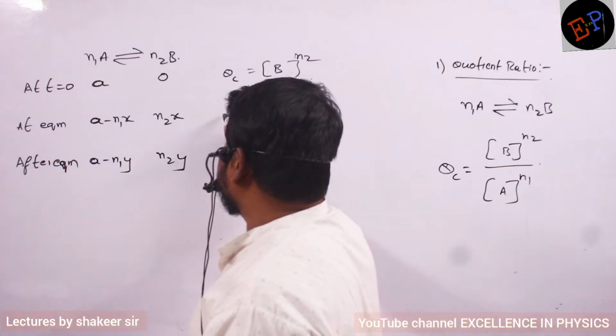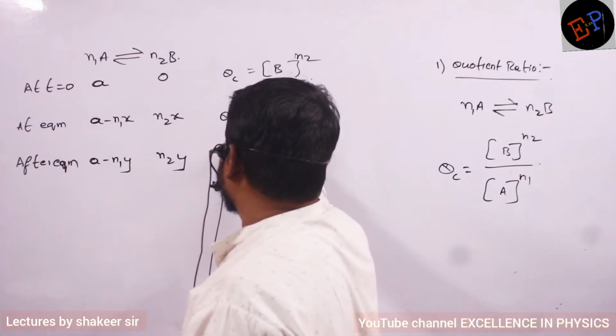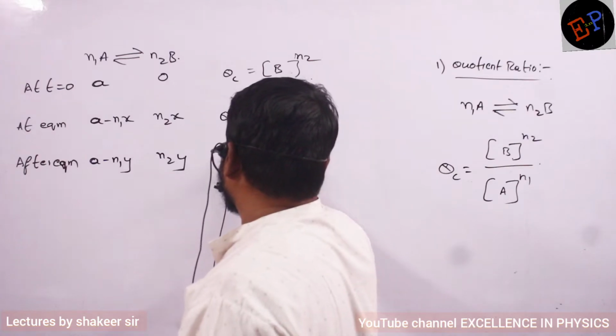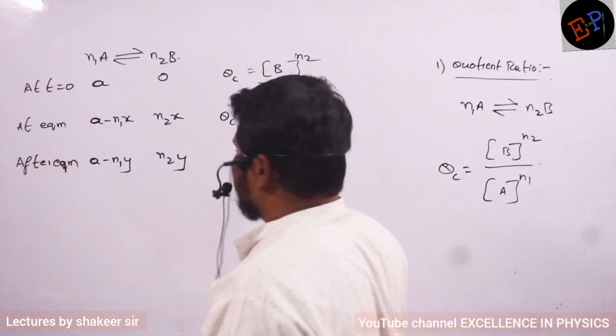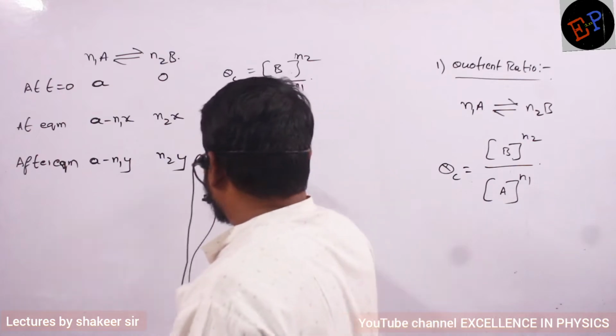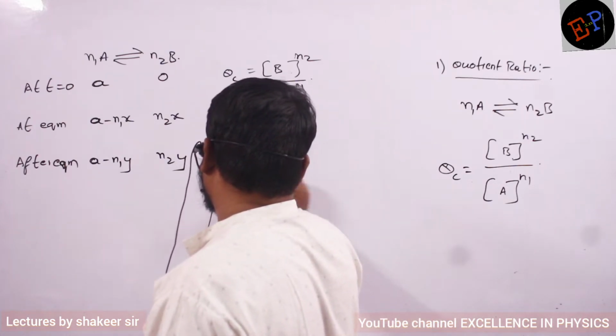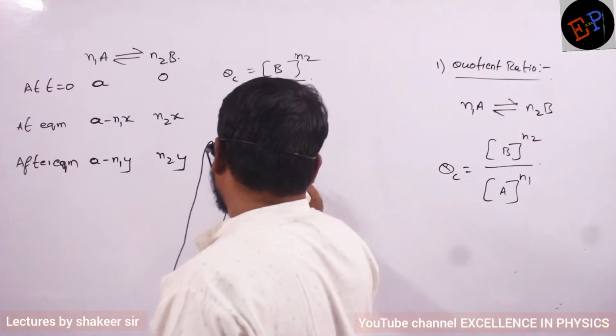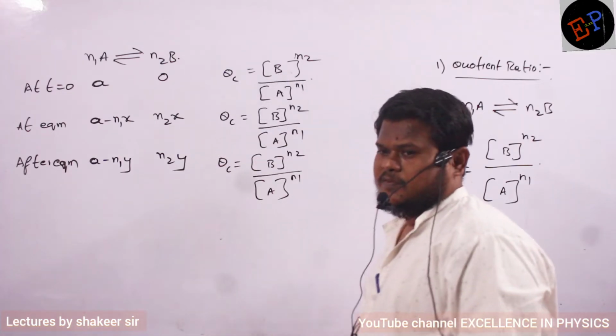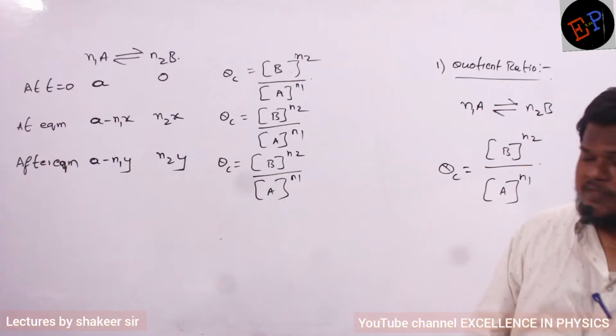At equilibrium also I have to write the same, no? Concentration of products divided by concentration of reactants to the power of N1. Similarly, after equilibrium also I have to write the same thing: concentration of products to the power of its stoichiometric coefficient divided by concentration of reactants to the power of its stoichiometric coefficient. Are you able to understand, ma?